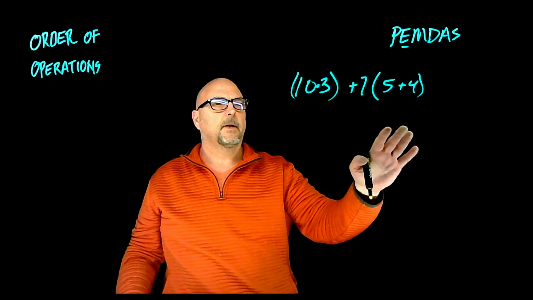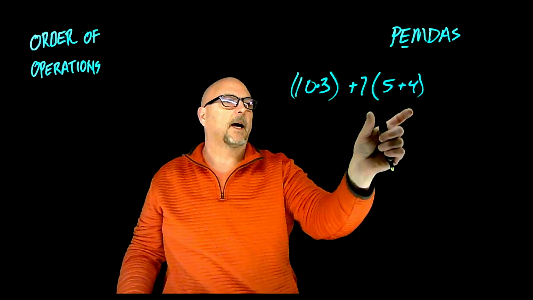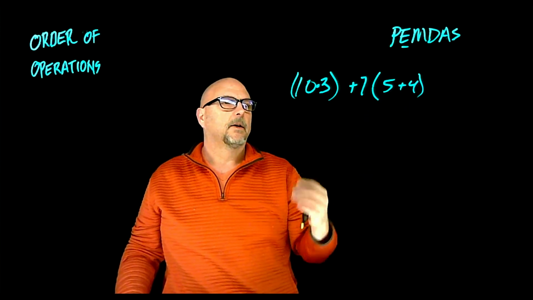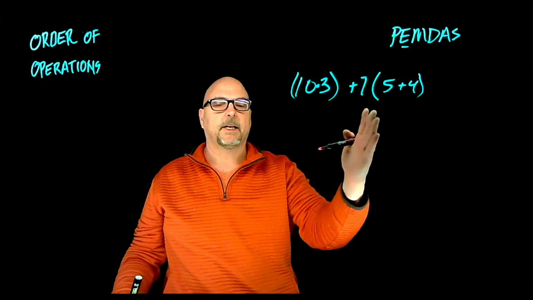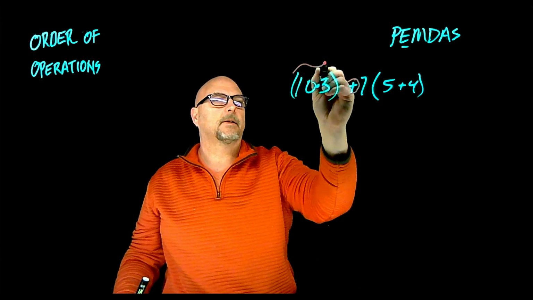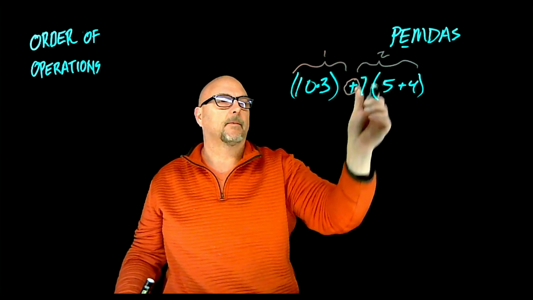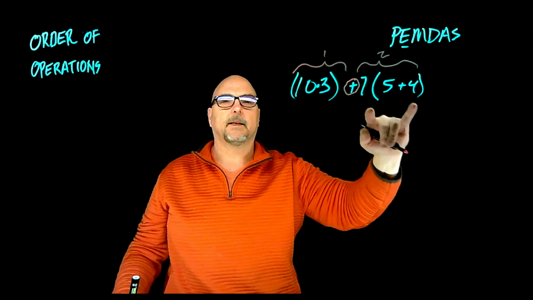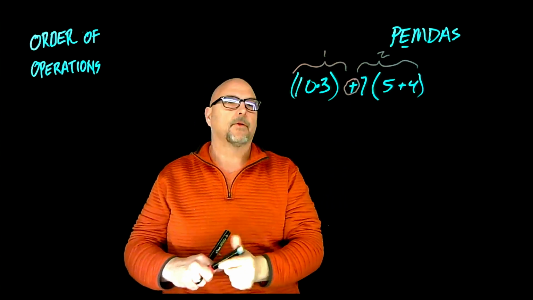All right, so here's another example. I have 10 times 3 in parentheses plus 7 times 5 plus 4 in parentheses. So one of the first things I will tell students is try to identify how many terms you have here. So I'm adding here. So here is one term, and this is a second term. So there's like two different pieces that need to be simplified before we can add them together. So let's go ahead and do this.